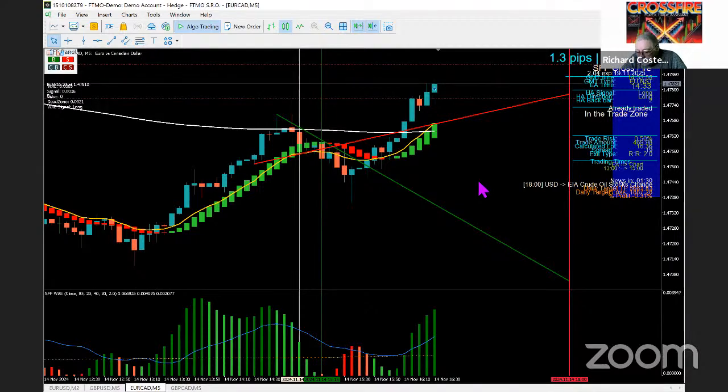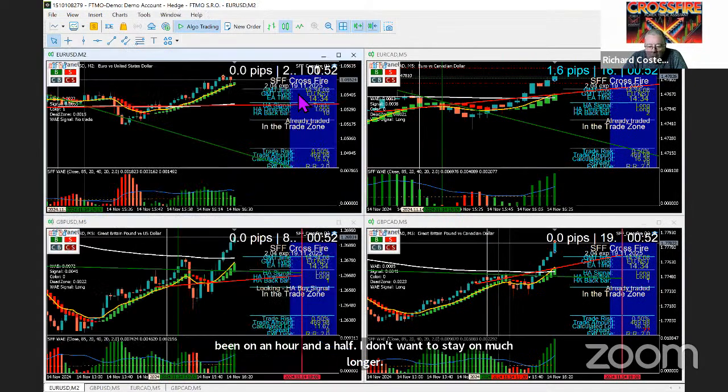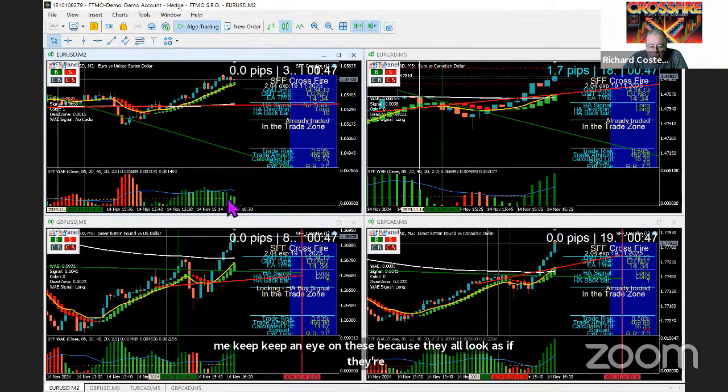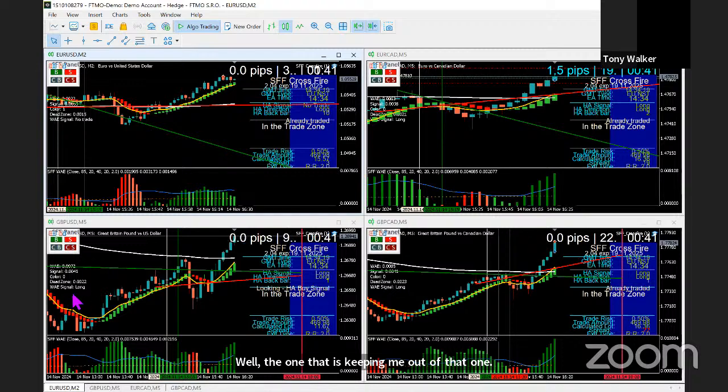Anyway, I've been on an hour and a half. I don't want to stay on much longer. But anyway, keep an eye on these because they all look as if that one's still heading. The Watt-Atta's keeping me out of that one. The Watt-Atta's looking favourable on that one. It's got a long.